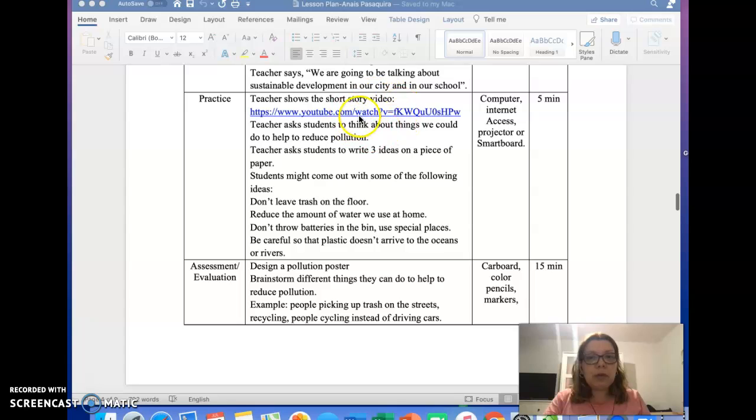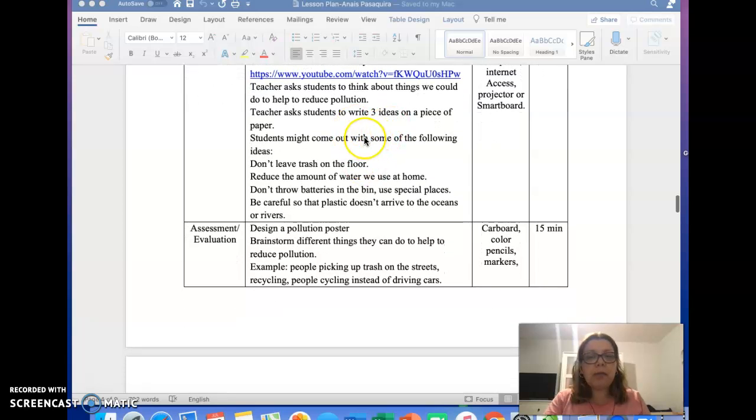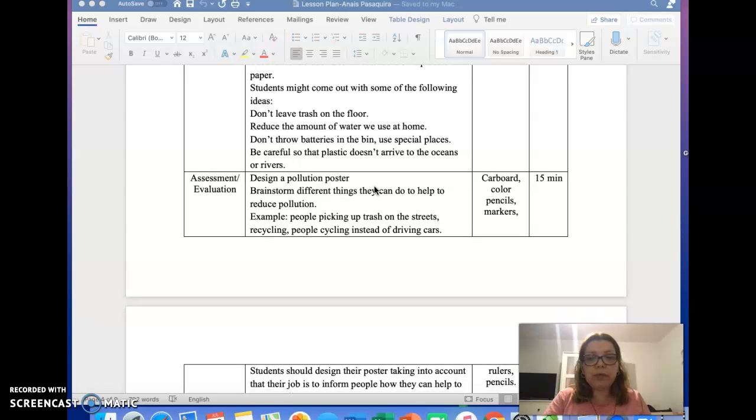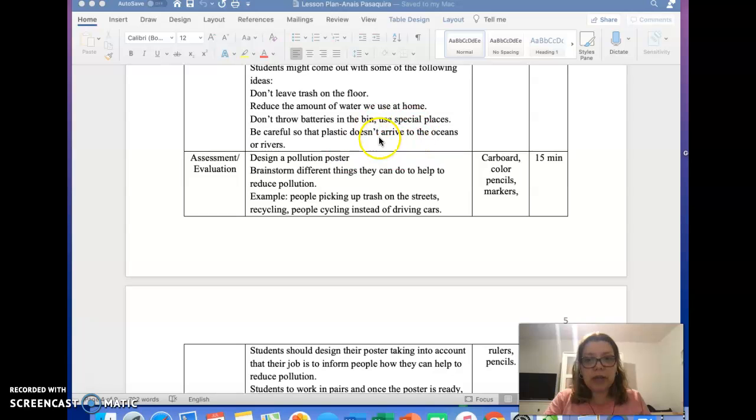Then I will show them a video on YouTube, basically to make them aware of how our planet has been growing so much that it's basically now polluted everywhere. So they need to come up with 3 ideas to solve the problem or to help to solve the problem. And after sharing the ideas, they start designing the poster.